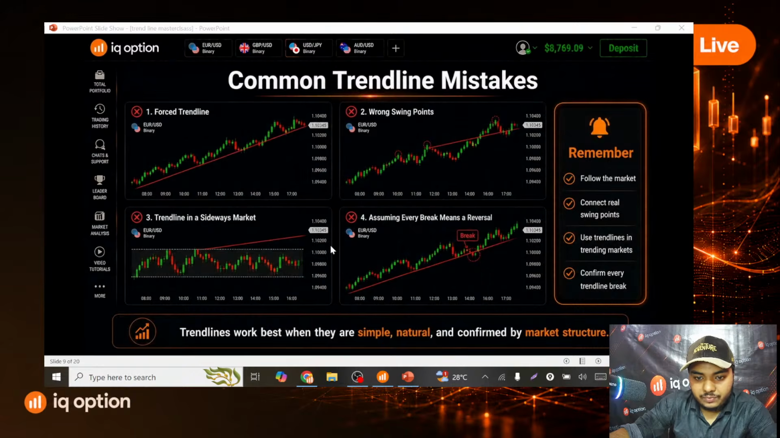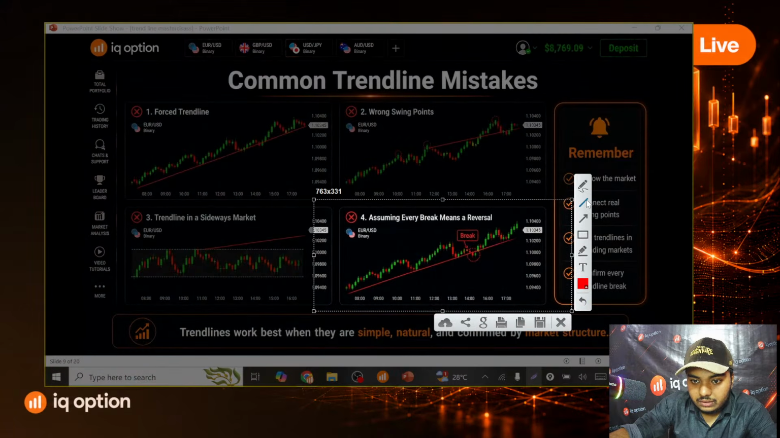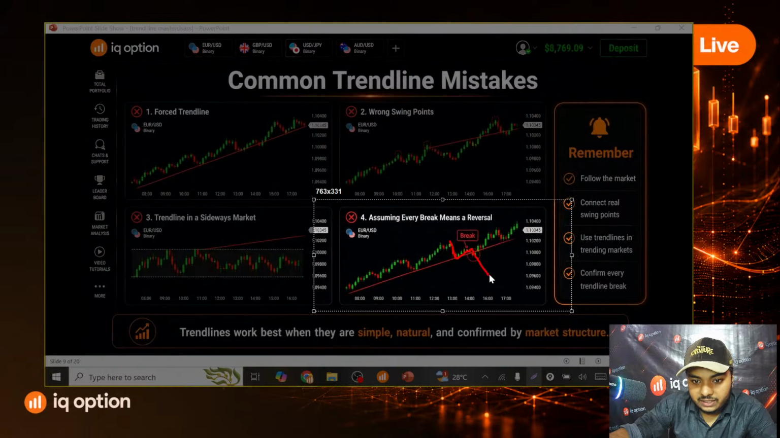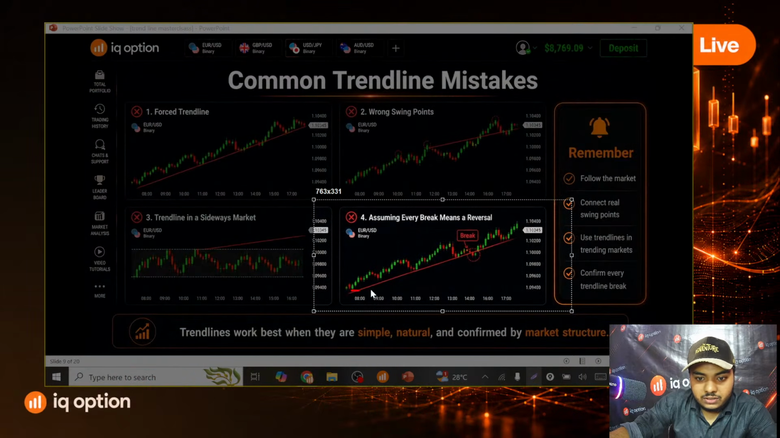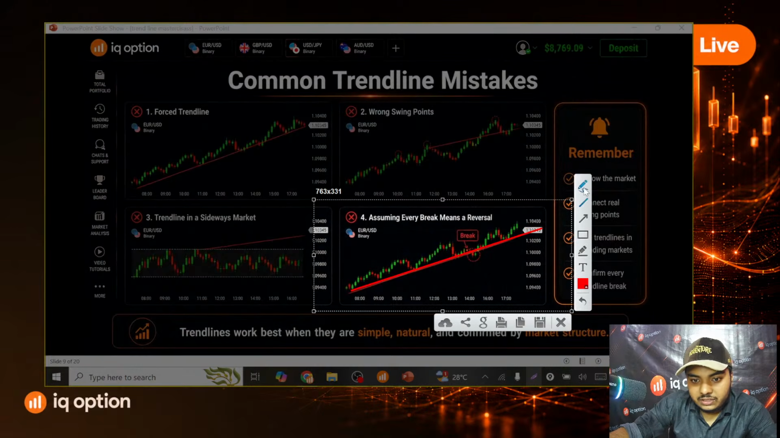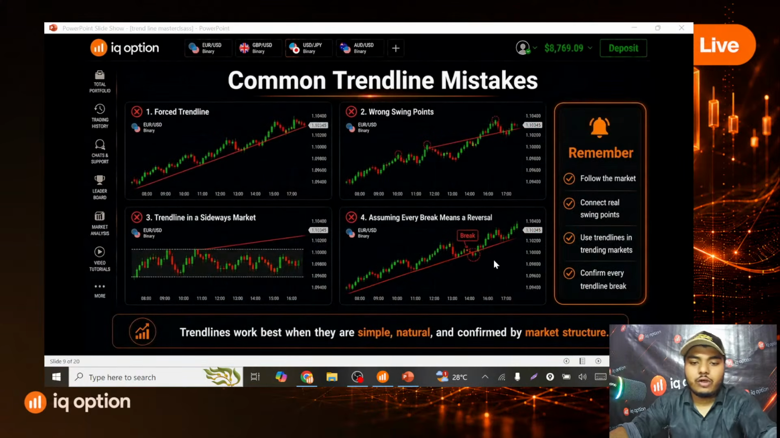So guys, don't always assume that all breakouts mean the market has changed. Sometimes this kind of small breakout means a small correction, a little pullback, and the market eventually moves in its original direction. Okay, so let's move to the next topic.